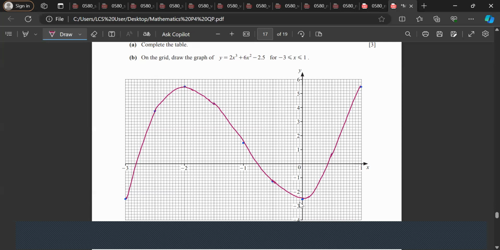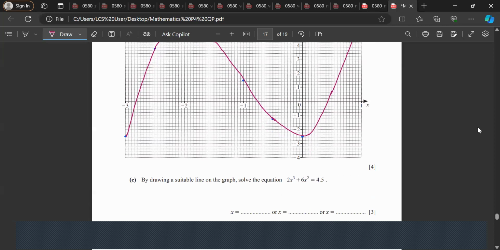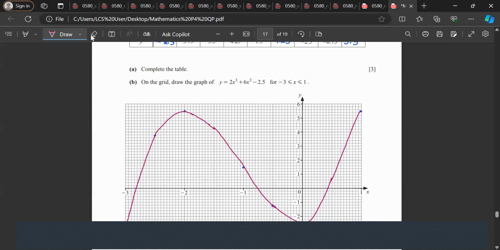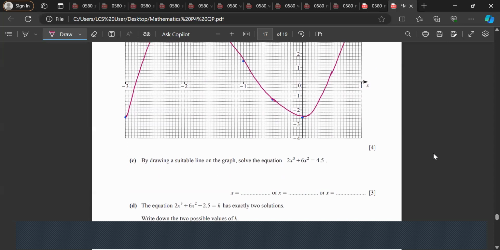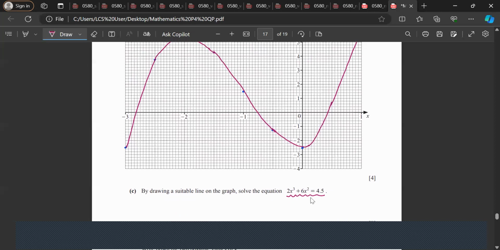No. Okay, now this is the important part. Please concentrate on this. Look here. What I drew here is the graph of y equal this. Done? Okay. Now he wants what? By drawing a suitable line on the graph, solve this equation. So this is another graph. Most of you did what? Did it for this only, and this is wrong.